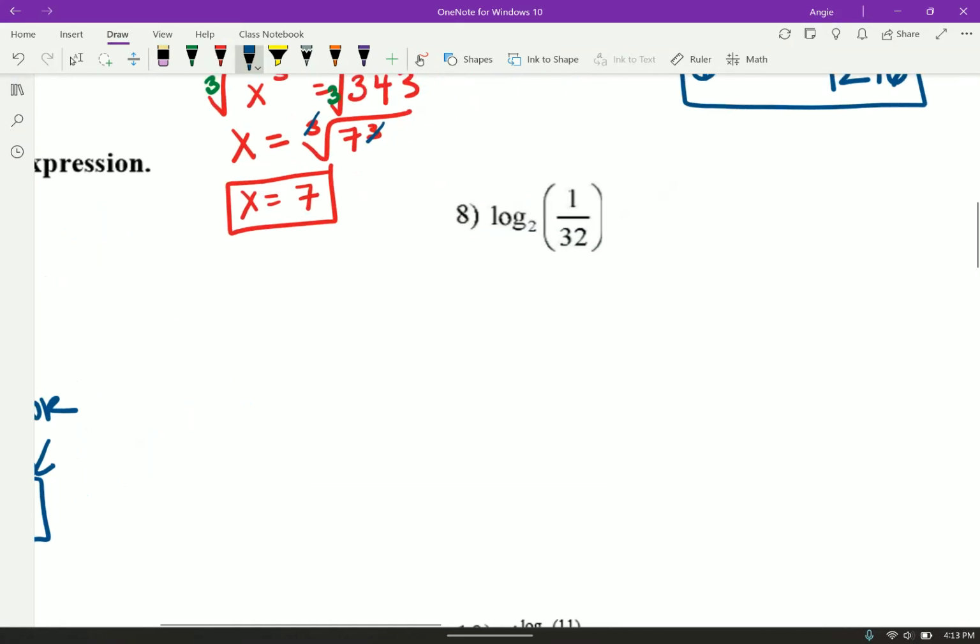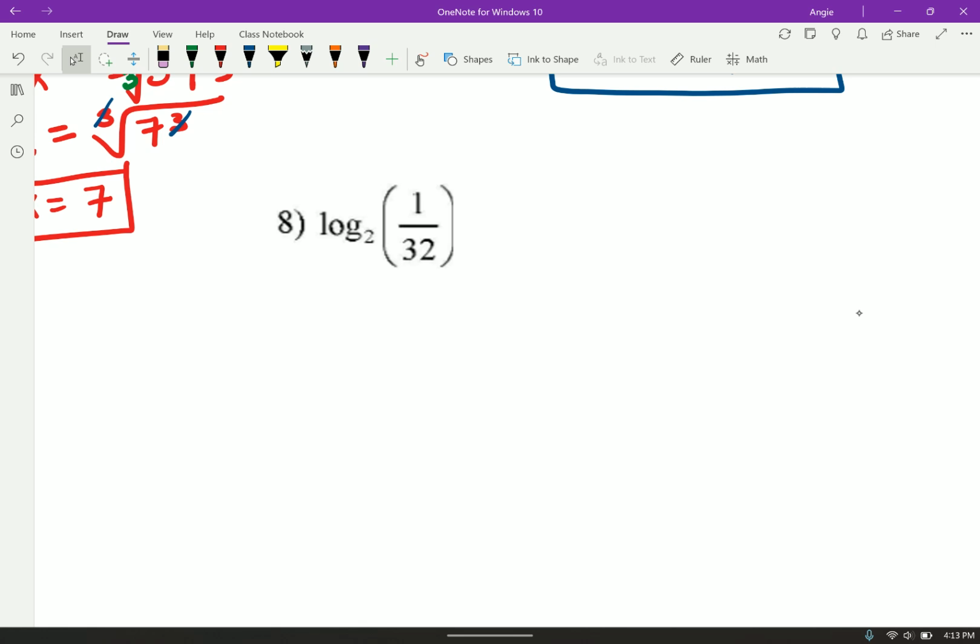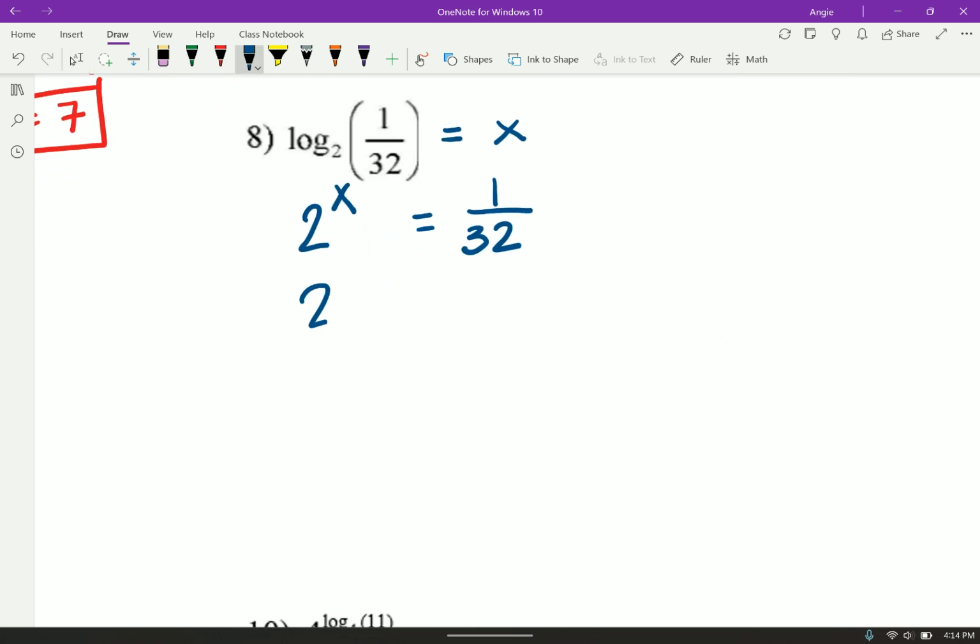Number 8 says log base 2 of 1 over 32, students. We need to find an answer, and again, you can write it as x equals, so it's easier for you to solve. Let's write it in exponential form. 2 to the x power equals 1 over 32. Now, anytime you have 1 over something, you can always rewrite it as 32 to the negative 1 power. This will allow you guys to break down 32, okay?